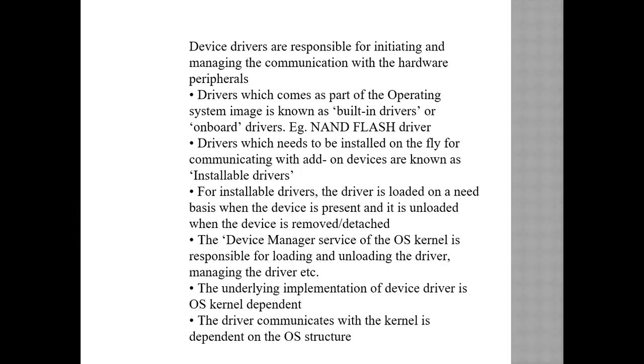So what I could say is that device drivers are dependent on the kernel. How the driver communicates with the kernel is dependent on the OS structure. I have already seen an OS structure in which the device drivers are placed between the kernel and the devices. That is the architecture feature of the OS structure available for the kernel type of operating system.